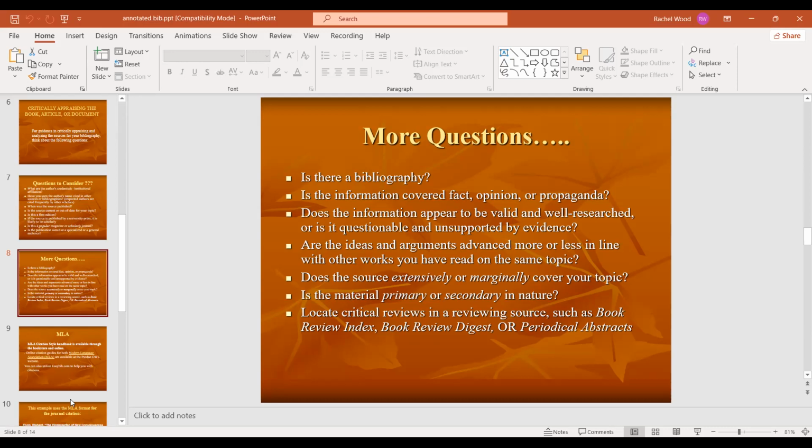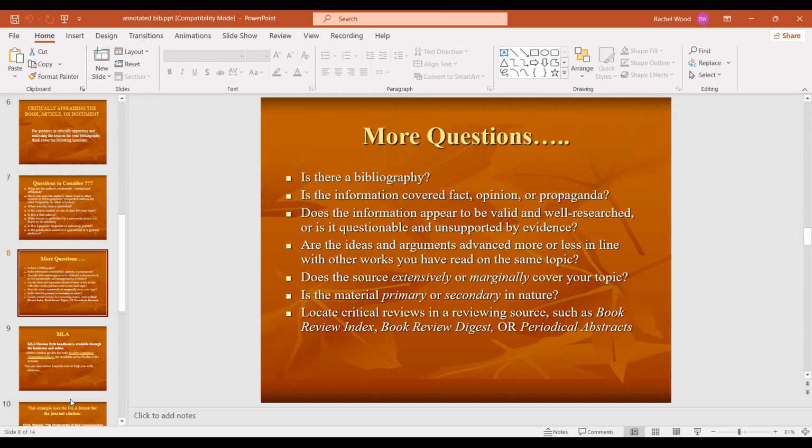Another question, are the ideas and arguments advanced more or less in line with other works that you have read on the same topic? So do they say the same thing? Is the scholarly article that you're reading 5 pages long, or is it 57 pages long? So that's where you're looking at the extensively or marginally covering your topic. Sometimes you'll find a source that has 1 or 2 paragraphs about your topic in there, and there's a couple of quotes in there that you want to use. In that sense, it would be a source that marginally covers your topic, but there's a blanket topic as well.